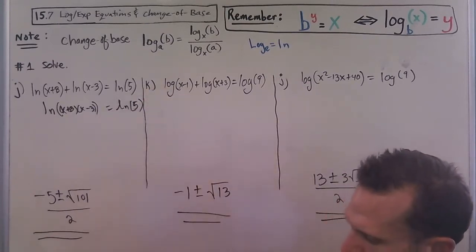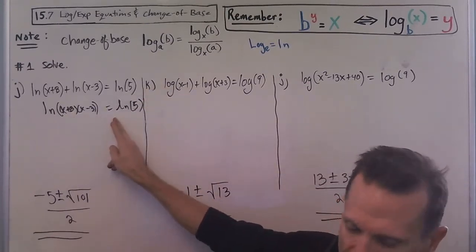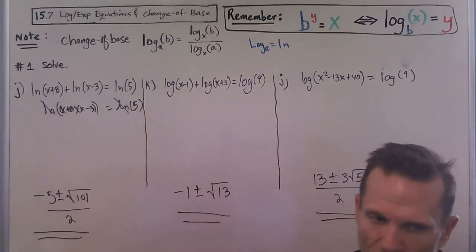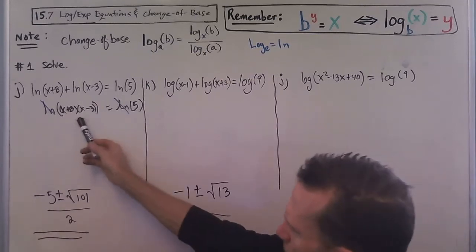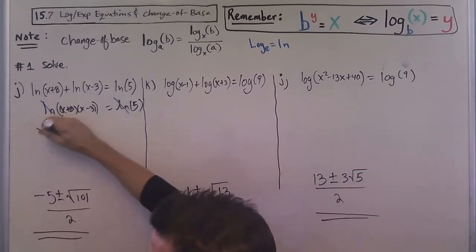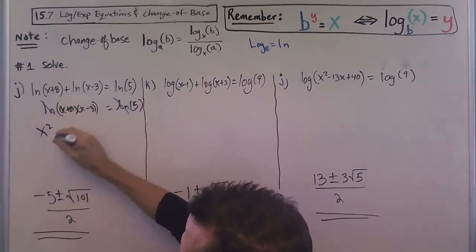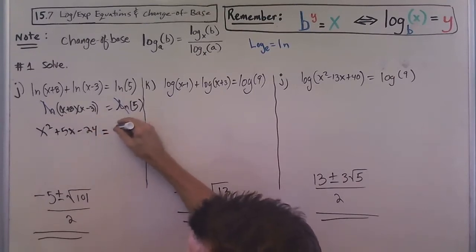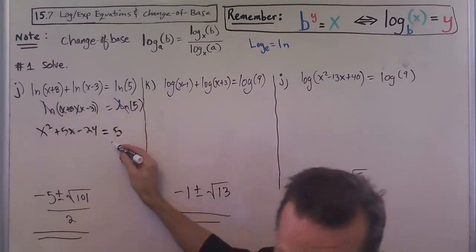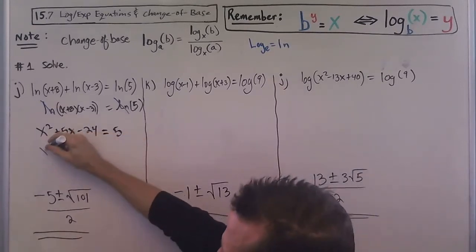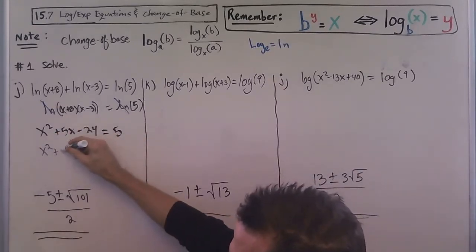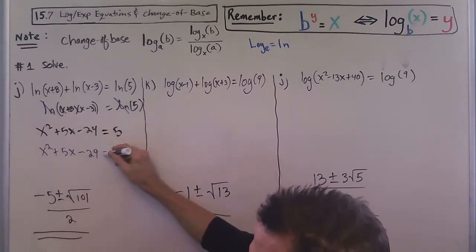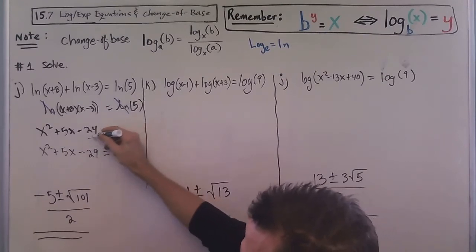Once we see we have this condensed into two of the same base logarithms, what we can do is cancel out the logarithm here. Now I'm going to FOIL this. So I have x squared plus 5x minus 24 equals 5. Remembering with a quadratic, we want to get this in standard form. So I'm going to have x squared plus 5x minus 29 equals 0. I subtracted 5 from both sides.